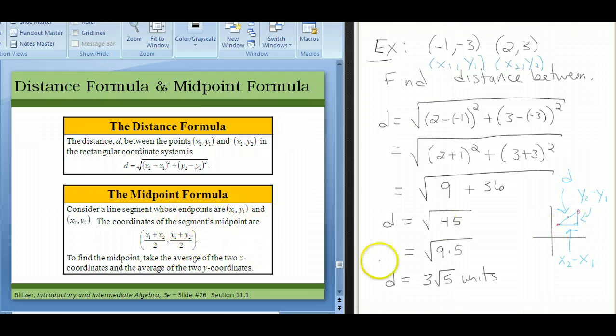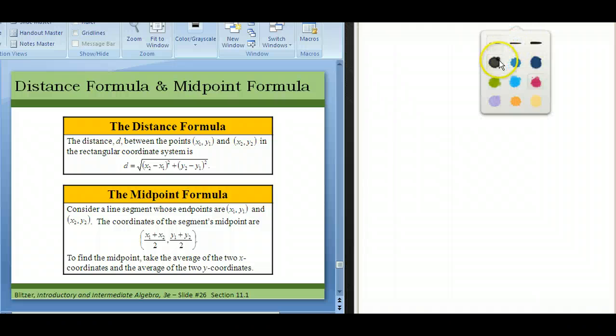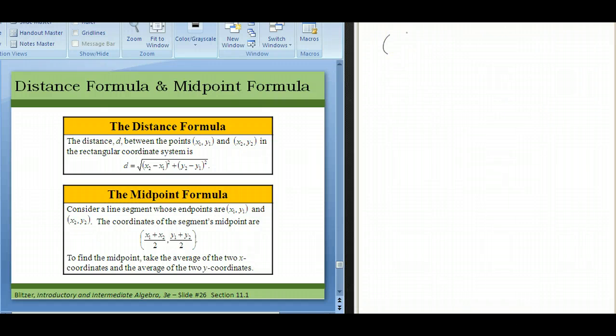We make use of a formula again. So let's turn our page here and we will use a new formula. So let me copy down our points again. They were -1, -3, and 2, 3. And the instructions would say something like find the midpoint between the 2 points or something like that.